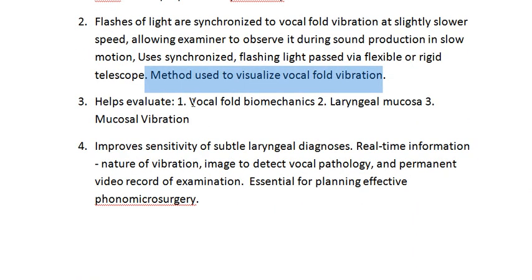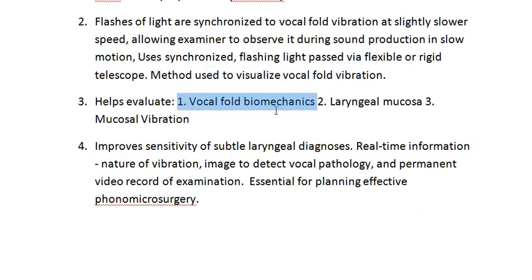It helps to evaluate the following things. Number 1, vocal fold biomechanics: whether the movement is appropriate, whether adduction, abduction, tension and relaxation within the vocal cord are appropriate or not. Laryngeal mucosa: whether it has a polyp, vocal nodule, trauma, or tumor. Mucosal vibration: whether it is apt, or there is too much vibration, or a tear in the mucous membrane, excessive vibration, less vibration, or no vibration. Like that we can make out the mucosal vibration.